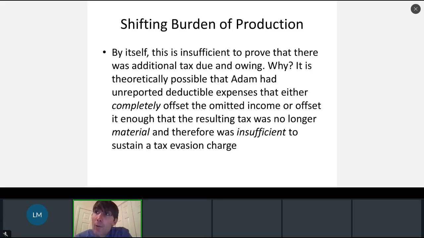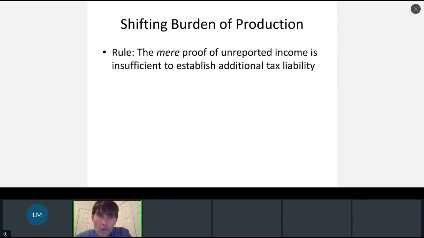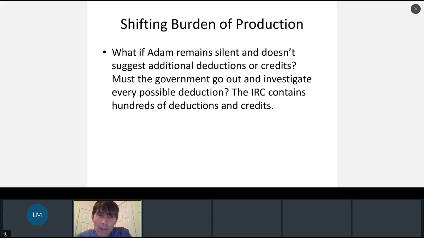That doesn't mean that the government will not prosecute. There are other statutes, and we talked at the very top of some misdemeanor statutes that the government can avail itself of as well. But we want to hammer home the concept that not every tax deficiency rises to the level of a substantial tax deficiency for purposes of a tax evasion charge. The mere proof of unreported income is insufficient to establish additional tax liability. So what if Adam remains silent?